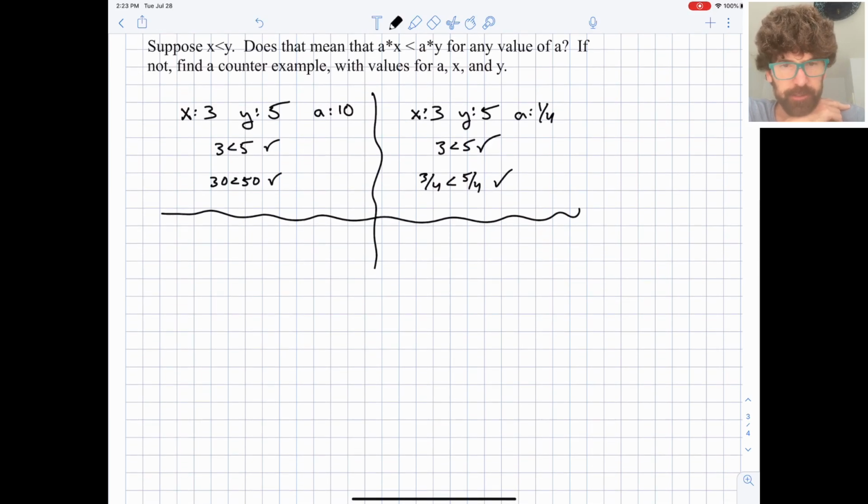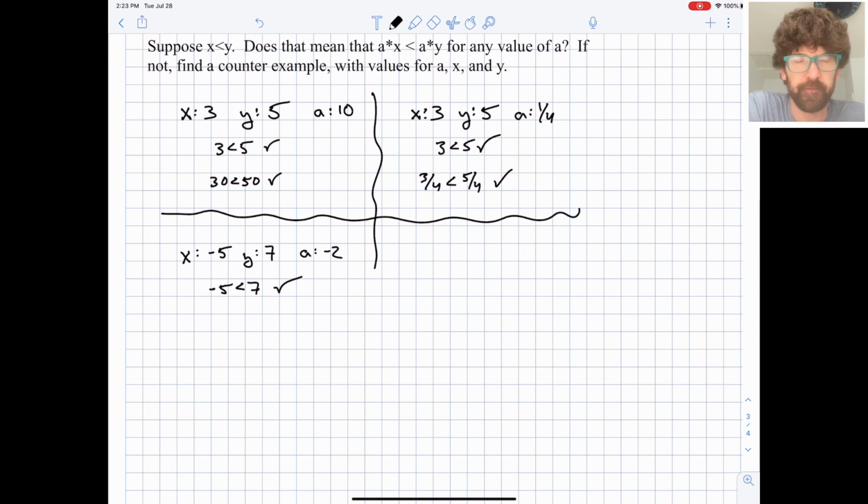but I want to try to find some counterexamples here. I'm going to try a negative. Let's see what we get. So again, let's actually have a few negatives in here. x is negative 5 and y is positive 7. And what if we multiplied by a negative 2? Let's see what happens. So negative 5 is less than 7. So that checks out. That's our given. And let's multiply by negative 2 here. So 10 less than negative 14. Oh wow, it doesn't work.